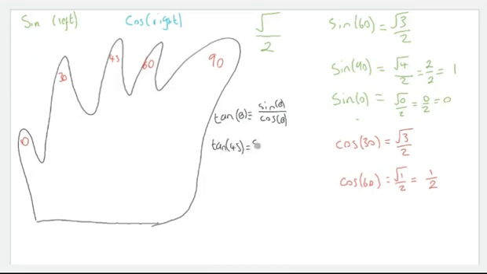So I'm really questioning that hand. For cos of 45. It's okay. Just go with it.